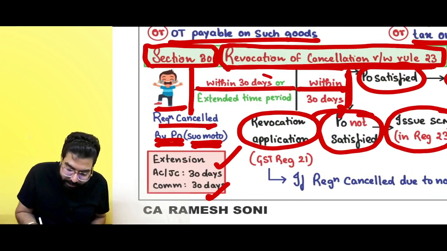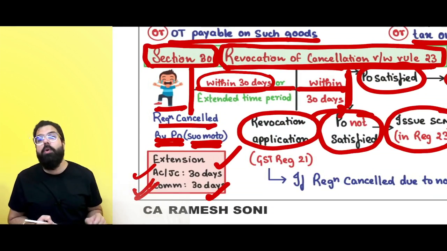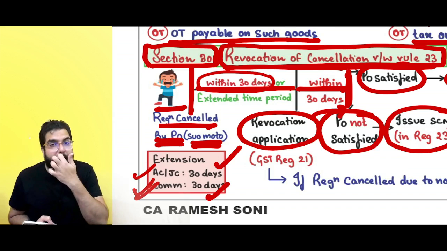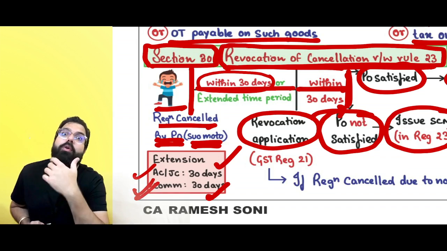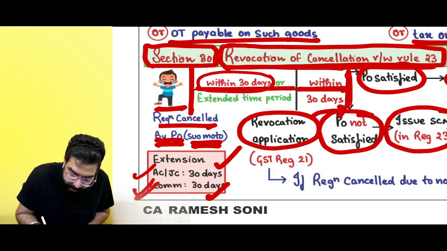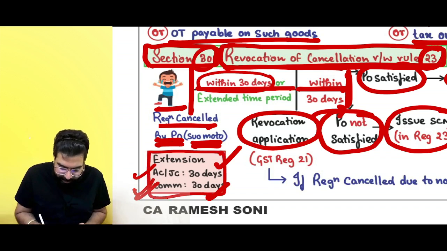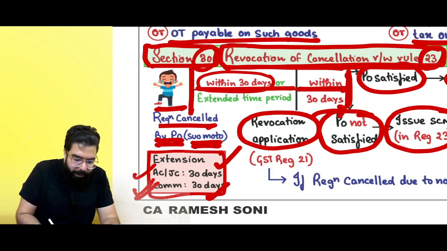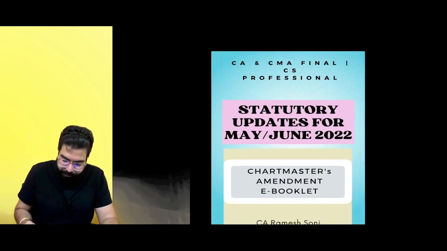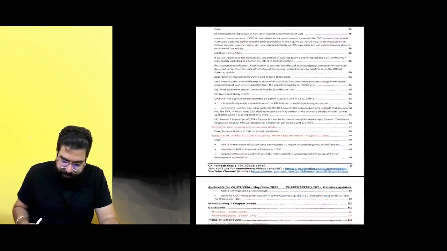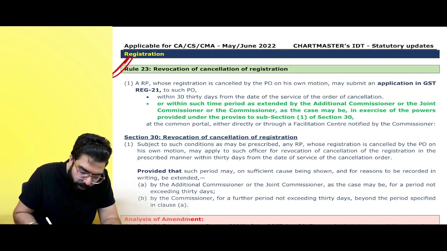Here, sir, what is the amendment? See, this 30 days time limit was extended by 30 days and a further 30 days by whom? Additional commissioner or joint commissioner. In Section 30 they wrote it, but they forgot to write the same thing in Rule 23. Section 30 has to be read with Rule 23. Now, this time limit extension, they have written it down in Rule 23 also. Your statutory update material, the first amendment over here.